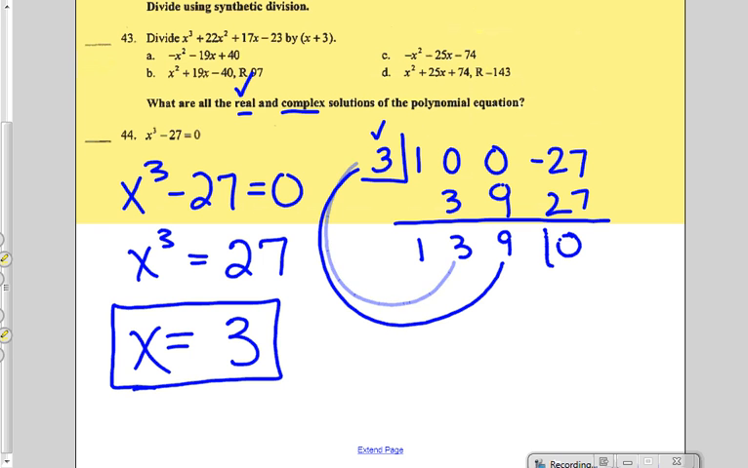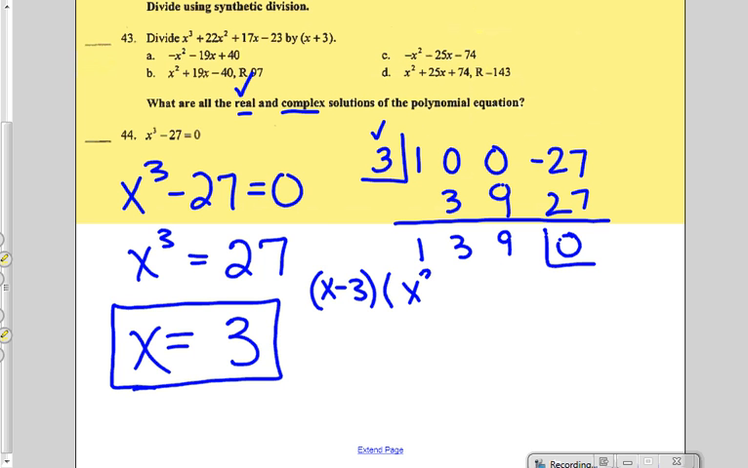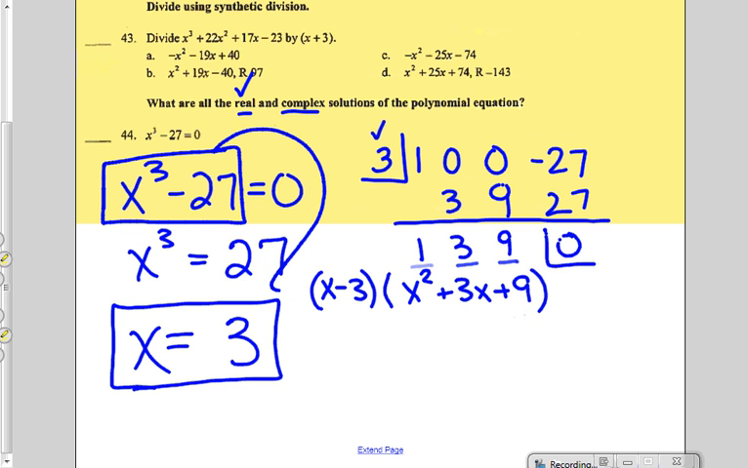Remainder, 0. That means that this problem does factor nicely, and x minus 3 would be one of the factors, and then x squared plus 3x plus 9 would be the other factor. And again, those coefficients and this constant come from the results of our synthetic division. So this original polynomial, x cubed minus 27, factors to this. And if you notice, it's actually the difference of cubes, which comes from your formula sheet.